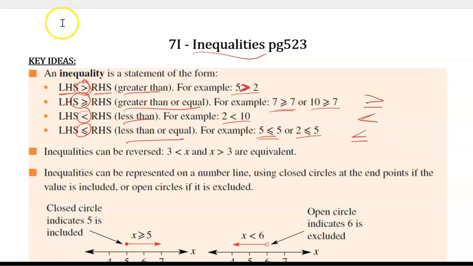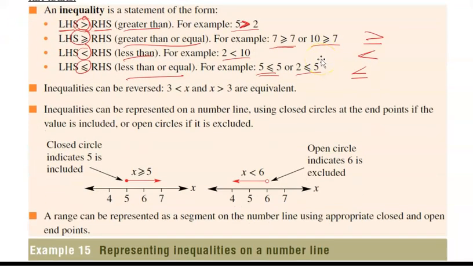Inequalities can be reversed, whereas 3 is less than x, and x is greater than 3. They make sense, because here's the crocodile pointing to the larger of the two. Inequalities can be represented on a number line, and that's what we're going to do, using closed circles at the endpoints if the value is included, and open circles if it is not included or excluded.